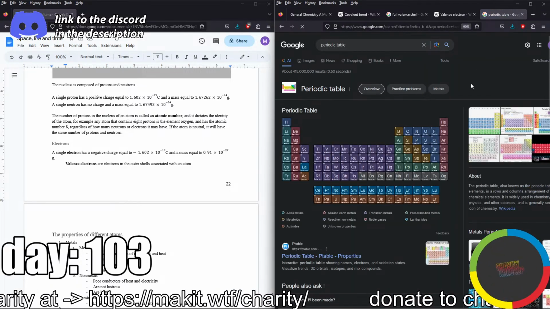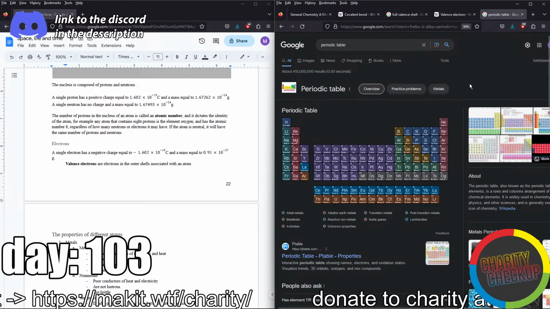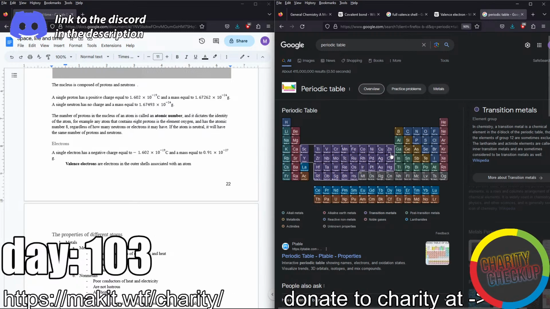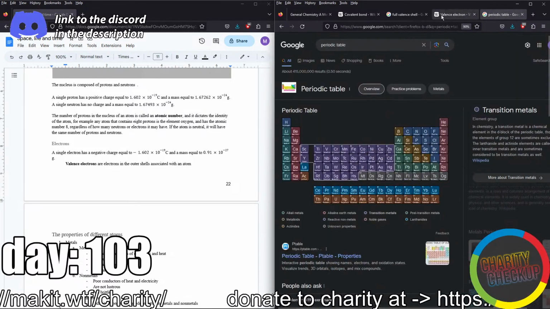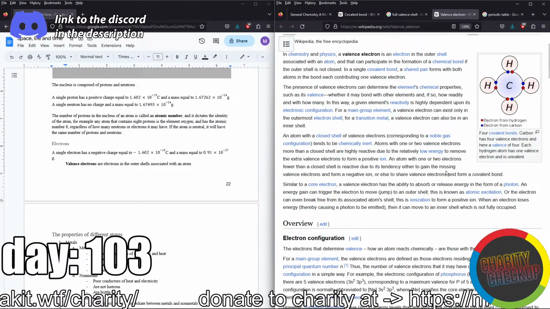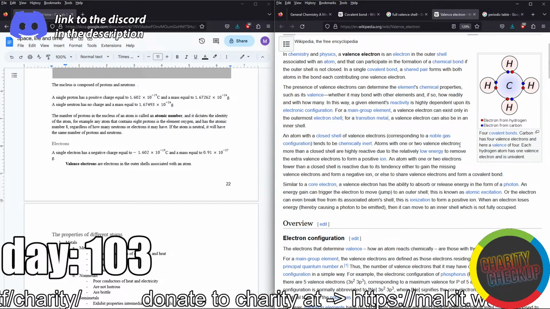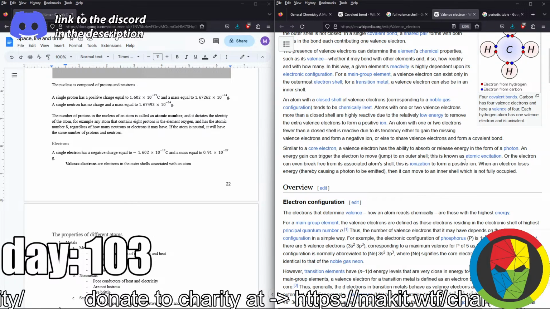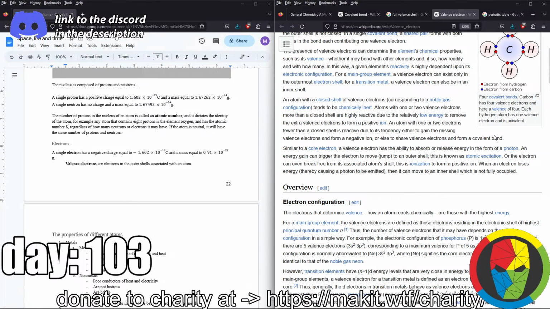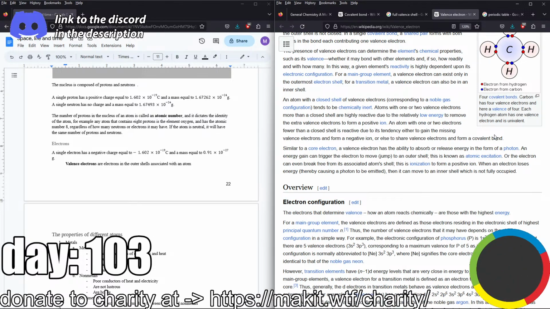Group D. Well, that's a note to remember. The valence electrons don't have to be on the outermost shell. Yeah, right. So, valence electrons.